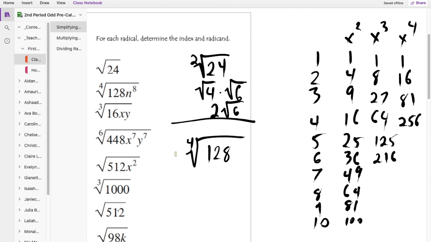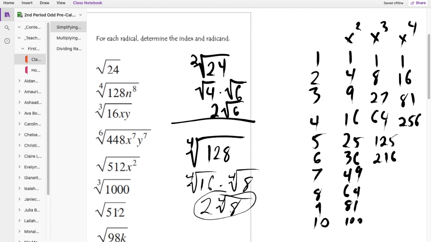So this is actually going to be the 4th root of 16 times the 4th root of 8, because 16 times 8 gives me that 128. And we know that the 4th root of 16 is going to be this 2 over here. So this is just going to be 2 times the 4th root of 8. And that is our final answer, because there's no other perfect 4th powers off of our chart that go into 8.